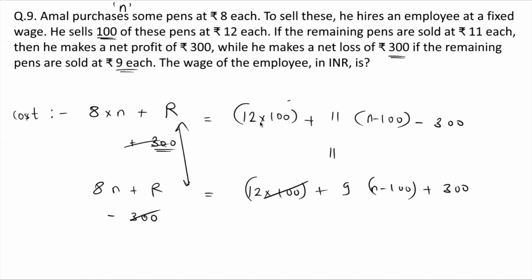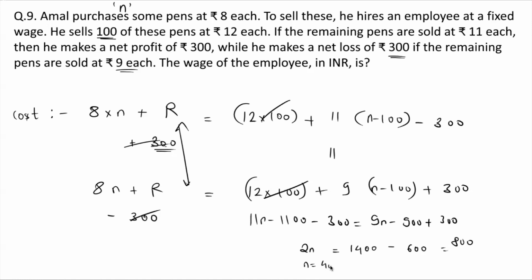12 into 100 is the same for both of them, so you can cancel these two. Now simplifying this further, you have 11n minus 1100 minus 300 equals 9n minus 900 plus 300. On solving, this gives you 2n equals minus 900 plus 300 is minus 600 on the right, and minus 1100 minus 300 is minus 1400, which you take on the right hand side as 1400. So 2n is 1400 minus 600, that's 800, or n is simply equal to 400. That means initially you had bought 400 pens.